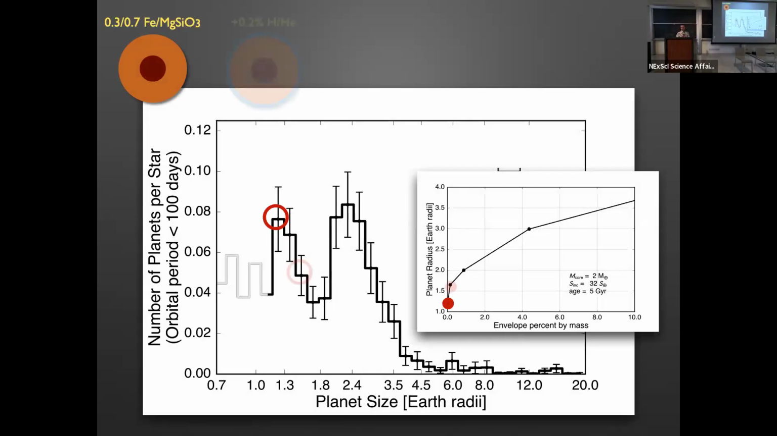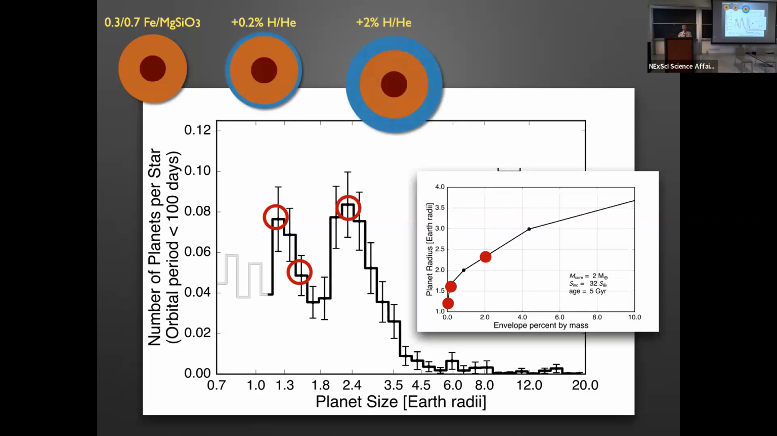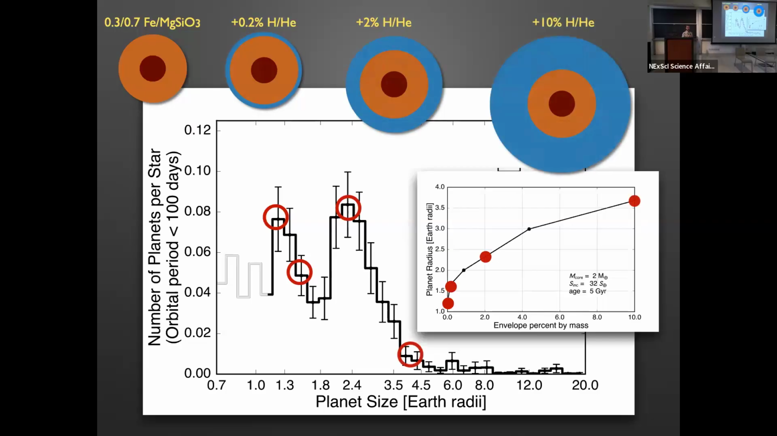Now, if you add just a little bit of hydrogen helium, just 0.2% by mass hydrogen helium envelope on top of that same rocky core, that would put you right in the middle of this gap. But a tiny bit more hydrogen helium, 2% now, and you're solidly in the peak of the sub-Neptunes, or the slightly larger planets in the regime of small planets. If you continue to add more gaseous or volatile envelope on top of that rocky core, you quickly increase your radius. And so now if you get up to 10%, you're going to be around the size of Neptune at about 4 Earth radii.